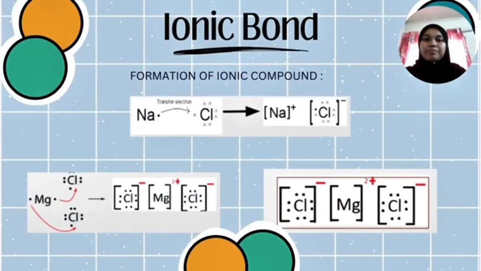First, ionic bond. Here are the examples for formation of ionic compound. As we can see, sodium Na has 1 valence electron, while chlorine Cl has 7 valence electrons. After the formation, sodium becomes Na+ because it loses 1 electron, and chlorine becomes Cl- after gaining 1 electron.